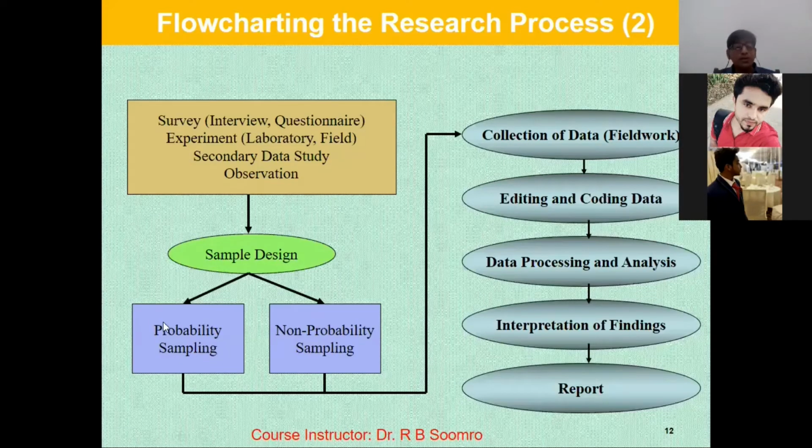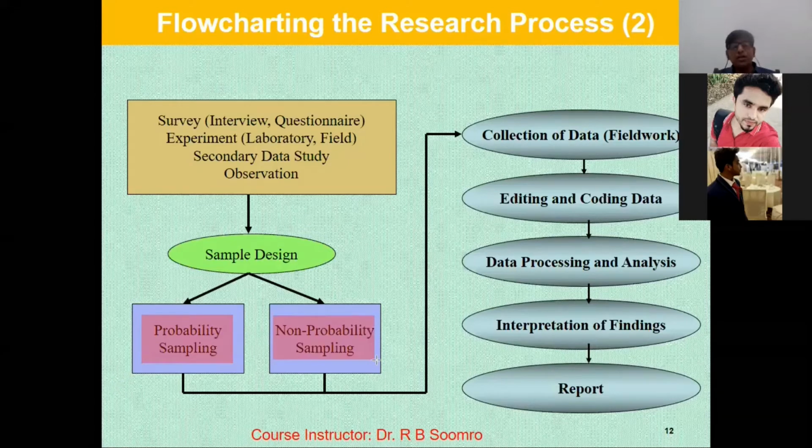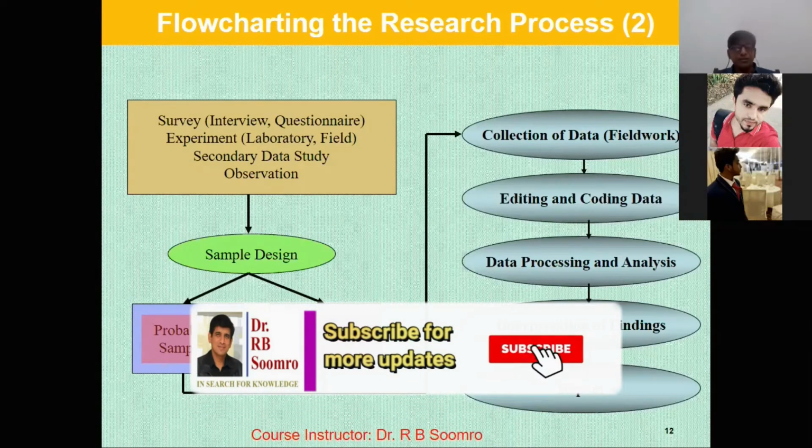In probability sampling, every respondent has an equal chance to be selected for the data collection, while in non-probability sampling, every respondent has an unequal chance to be selected. There are different types of probability sampling and different types of non-probability sampling. If you want to know further, you can Google these two terms, or in the coming classes we will discuss them in detail.